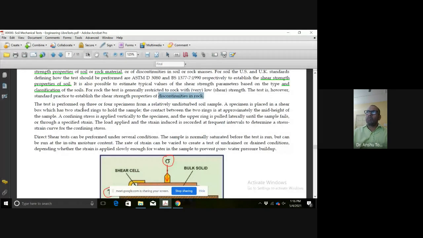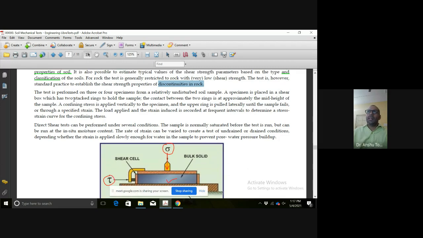Discontinuities in the rock, that is, if there is some discontinuity, the rock is not completely homogeneous, that can be easily found out using this particular box shear test, but for that the sample should be small in size. The test is performed on 3 or 4 specimens from a relatively undisturbed soil sample. So here we have got a limitation that it can be performed on undisturbed soil sample.